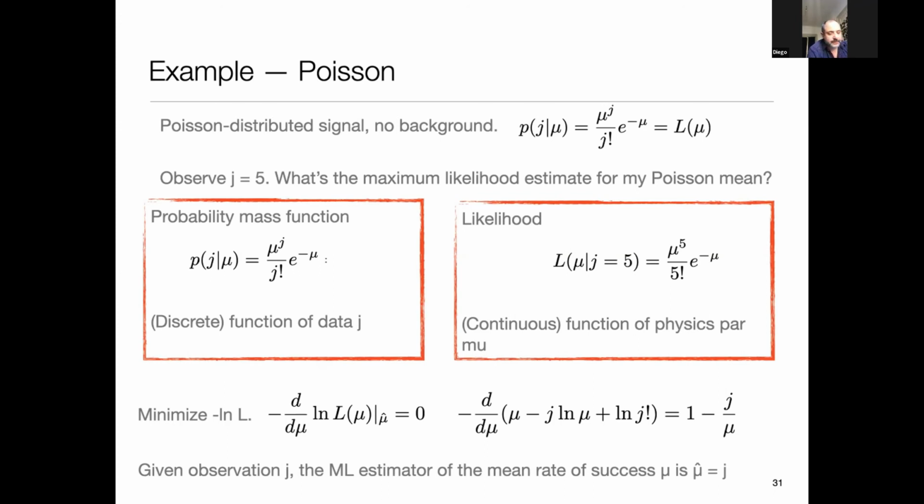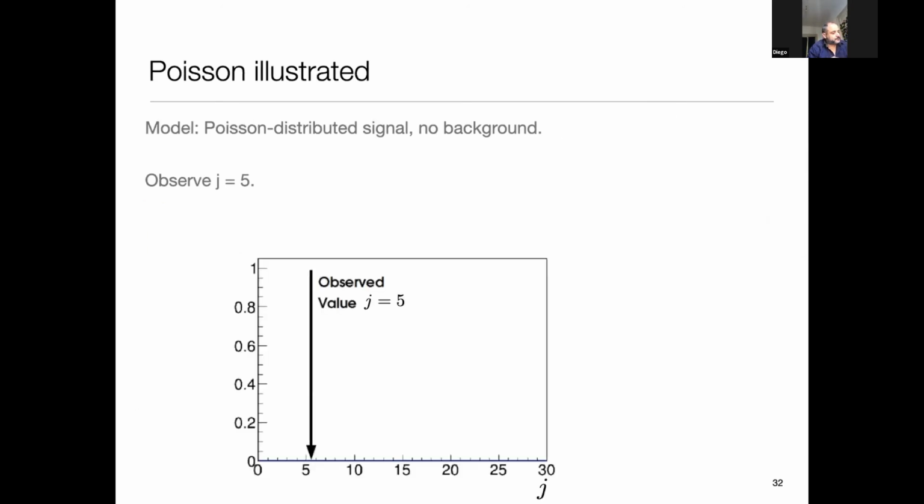So also here, I maximize my likelihood, therefore I minimize my negative logarithm of the likelihood. This is a useful and popular mathematical artifact. And you get that the maximum likelihood estimate for mu is mu hat, and it's equal to the observed number of counts, j. So if you have observed 5, then your maximum likelihood estimate is that mu is equal to 5.